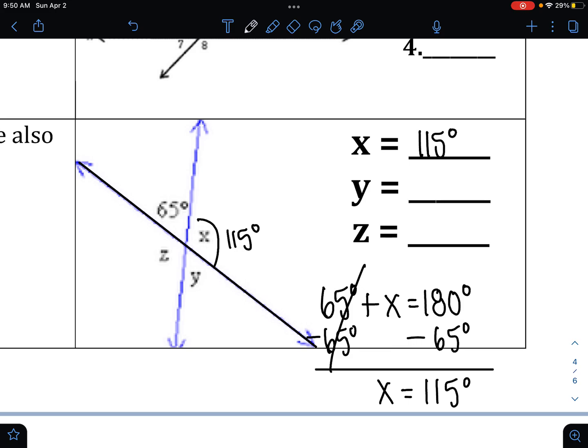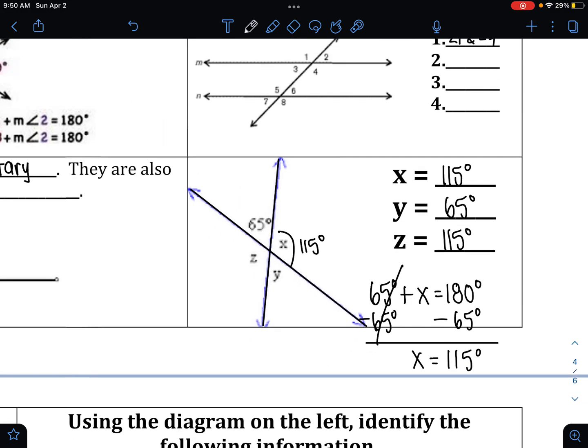Now, using our vertical angles, we can tell what Y and Z are going to be without doing any more math. So these two lines are crossing, which means that if this is 115 degrees, Z also has to be 115 degrees. In the same way, if 65 is this angle, then I also know that Y has to be 65 degrees, okay?